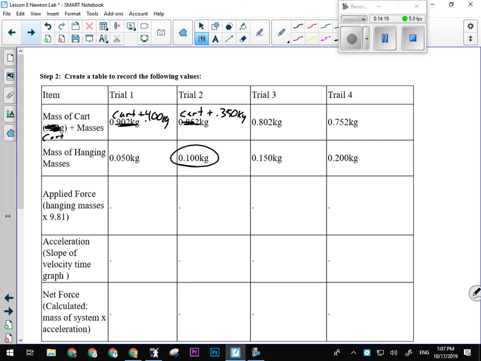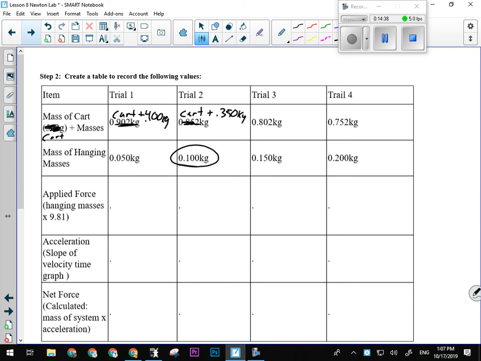Because in this lab, the amount of time it takes the cart to accelerate is not very much. We want to get some good data points, so set the sample rate to probably 50 hertz. Then we'll get probably 20 points, something like that. Everyone okay with that? So those are your 4 trials.